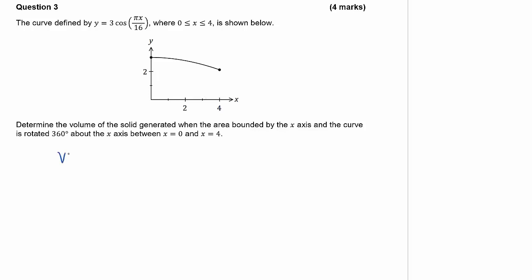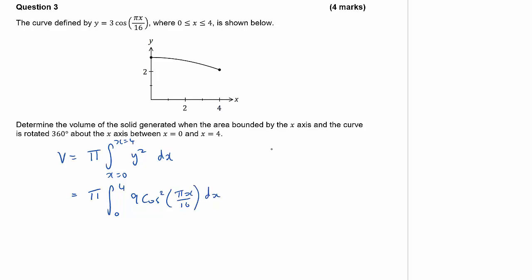So that means that the volume would be π times the integral from x equals 0 to x equals 4 of y squared dx. So that's going to give me π times the integral from 0 to 4 of 9 cos squared(πx/16).